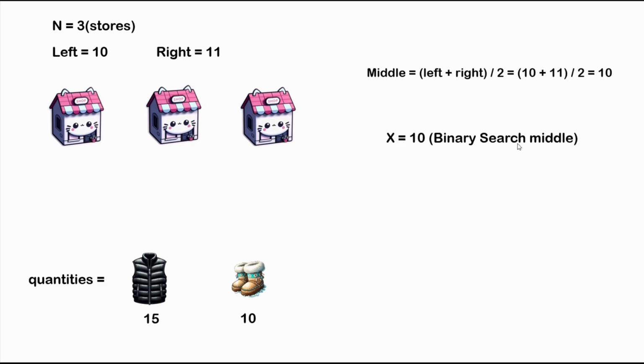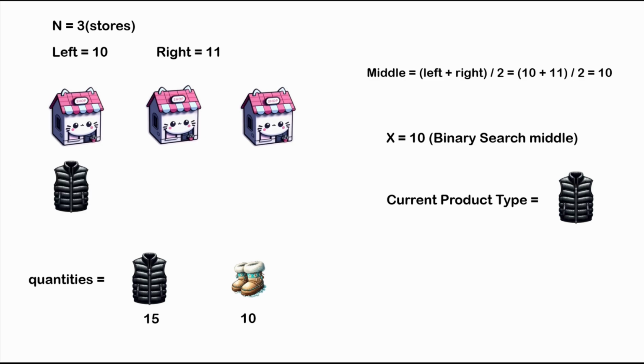Starting with the first product type, store 1 gets 10 products of the first type. Remaining quantity of type 1 is 15 subtract 10 equals 5. Store 2 gets the remaining 5 products of the first type. Remaining quantity of type 1 is 0. Move to the second product type. Store 3 gets 10 products of the second type. Remaining quantity of type 2 is 0.